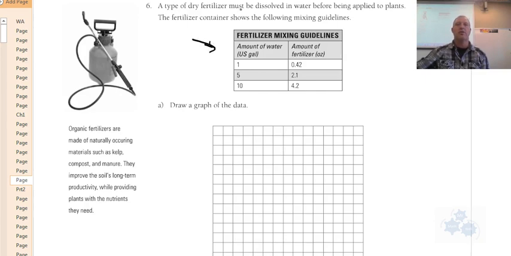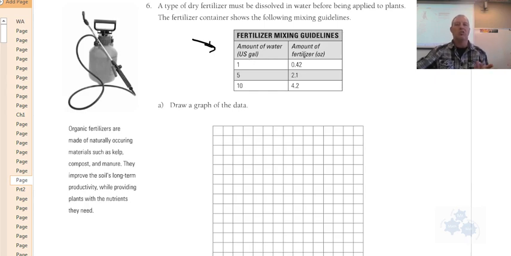A type of dry fertilizer must be dissolved in water before being applied to plants. The fertilizer container shows the following mixture guidelines. So for 1 gallon of water, we need 0.42 ounces of fertilizer. So these measurements are commonly used in the U.S.